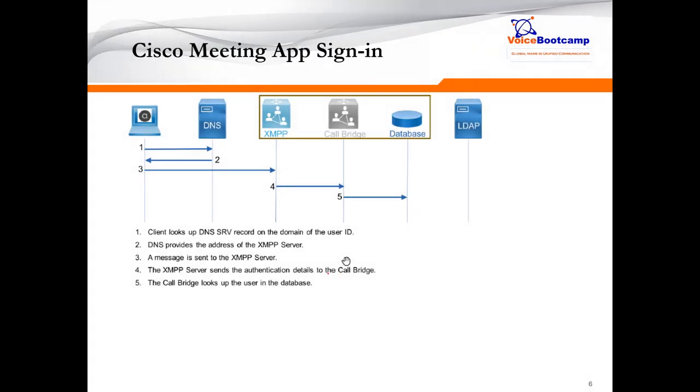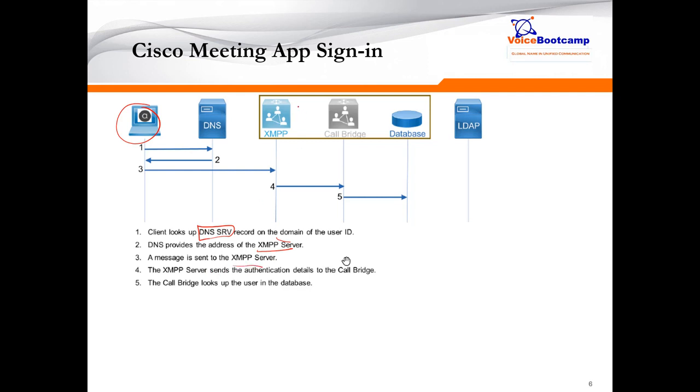Now, if you take a look at a Cisco Meeting Server sign-in process, from a client perspective, you're going to, of course, enter your username at the domain name, and your client will contact your DNS server for a DNS SRV record based on the domain name of the user ID. The DNS server will then provide the address of the XMPP server, and your client will then send a message directly to the XMPP server.